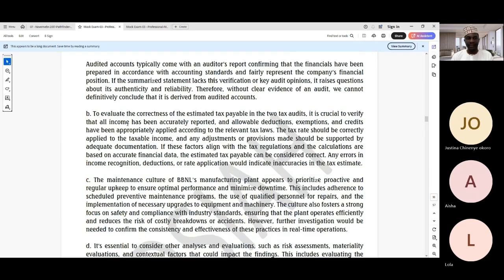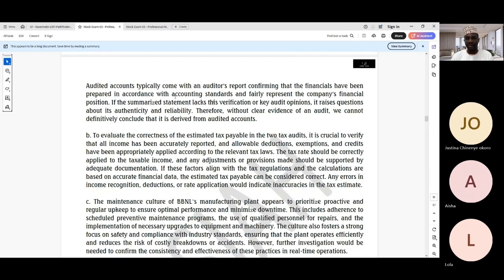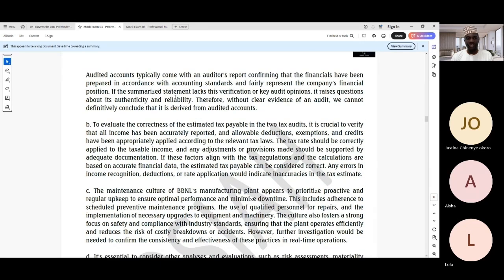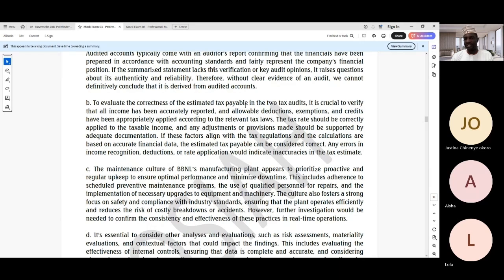All right, so for the B aspect, I haven't spoken about the audit status of the financial statement. We are looking at the correctness of the estimated tax payable in the 2 tax audits. They are susceptible to any errors of income recognition or deduction. So we are saying we hope it's correctly applied. We are skeptical about the computations and the correctness. So bring it to the fore.